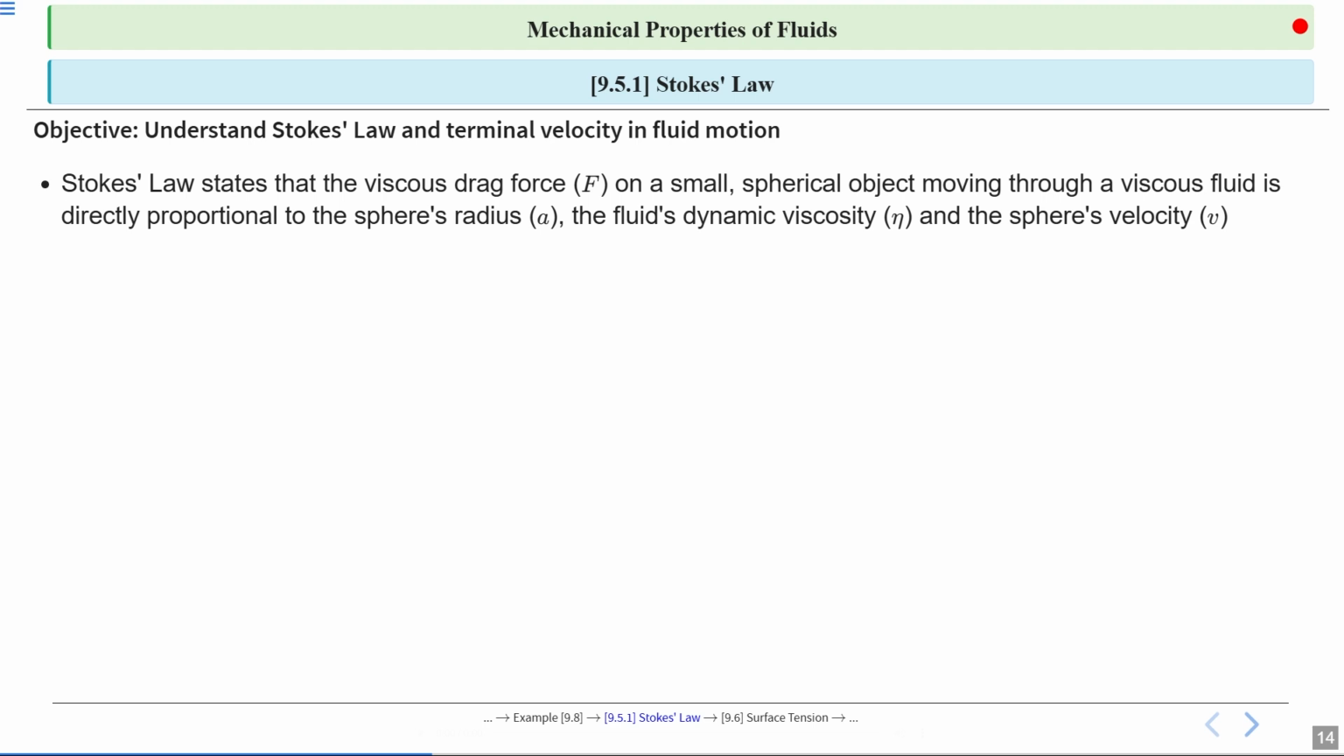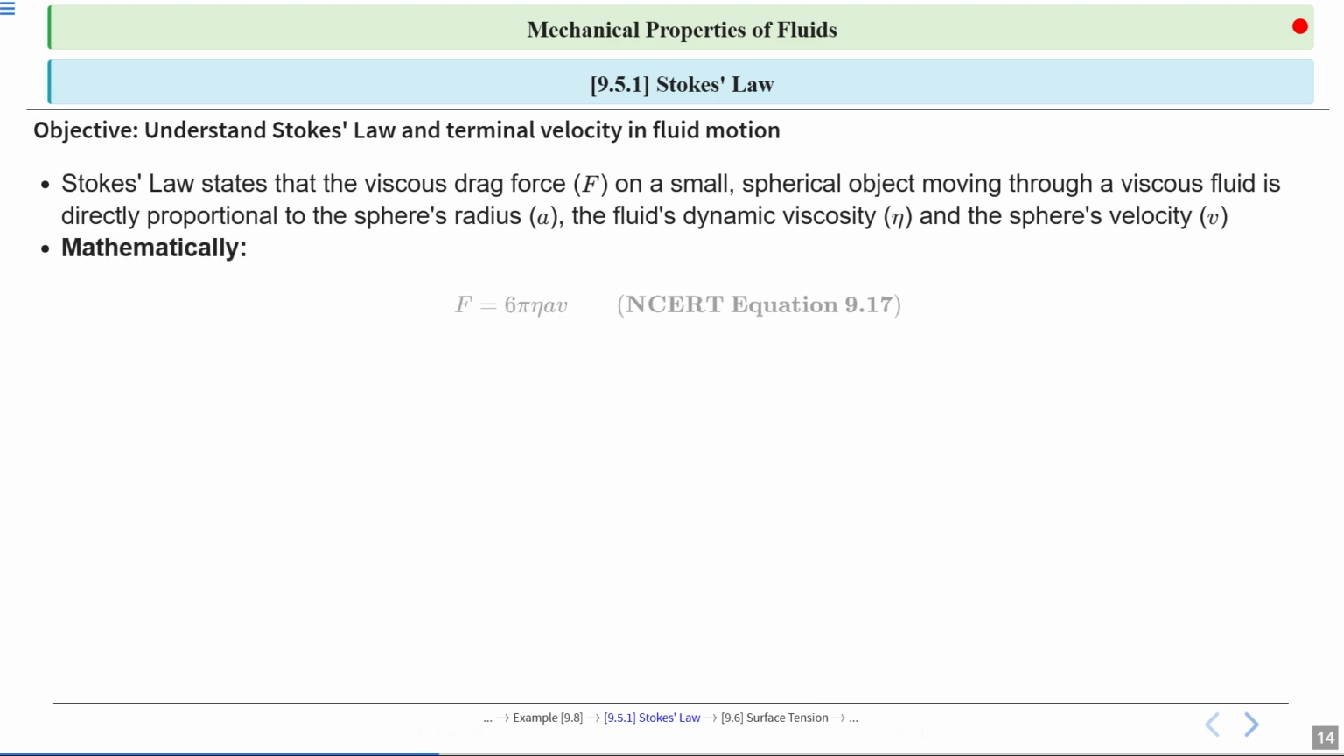Now, let's start by looking at Stokes' law. This law tells us about the viscous drag force, which is the resistance a small round object feels when moving through a thick fluid. This drag force depends on three things: the radius of the sphere, the viscosity of the fluid, and how fast the sphere is moving. Think of how it's harder to move your hand quickly through honey than through water.